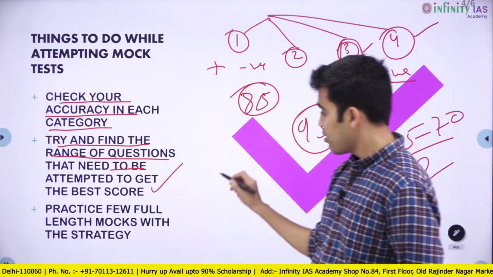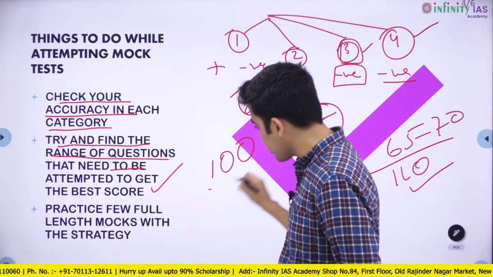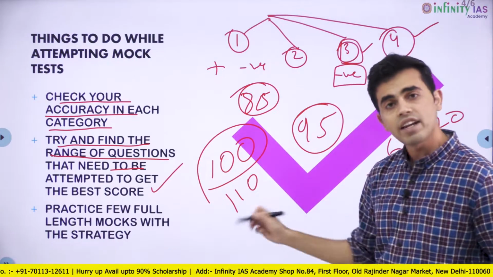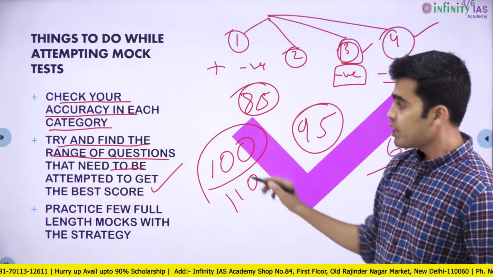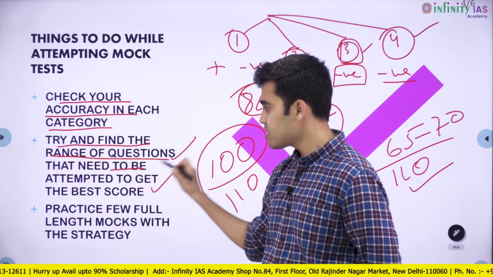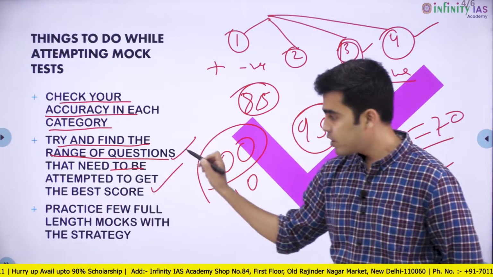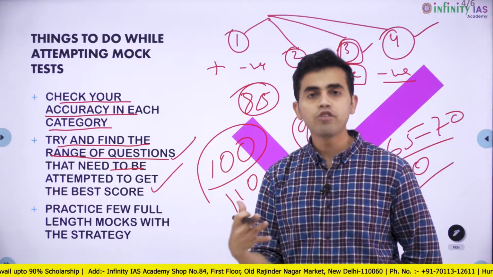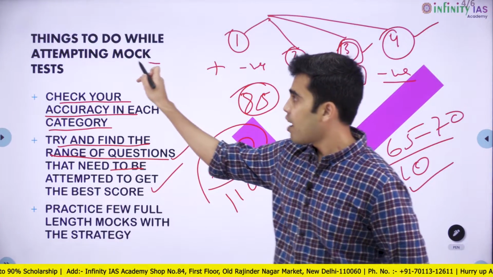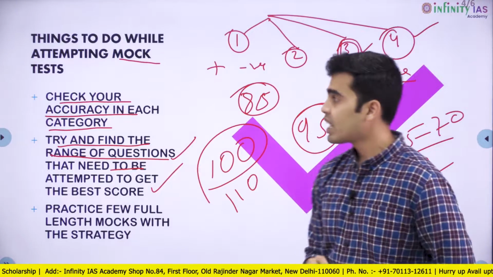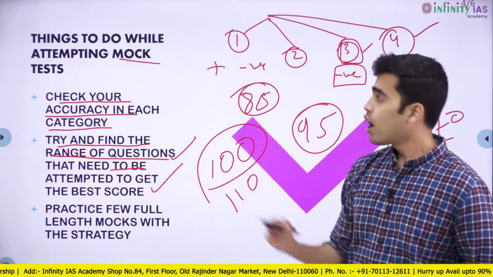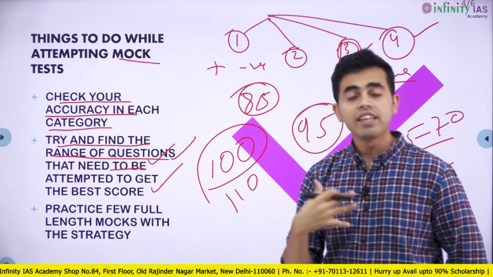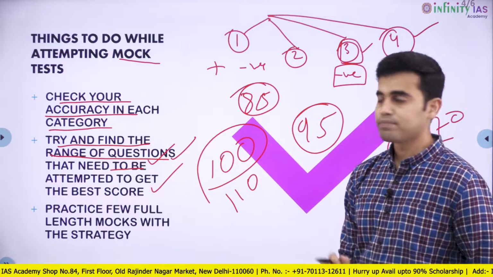At the same time, we see students attempting 100 questions, getting 110 marks and still qualifying prelims. So this range of questions that need to be attempted to get the best score is very personalized, and we need to find it out based on our mock tests. And this is the strategy by which we can achieve the perfect range of questions that is good for us.